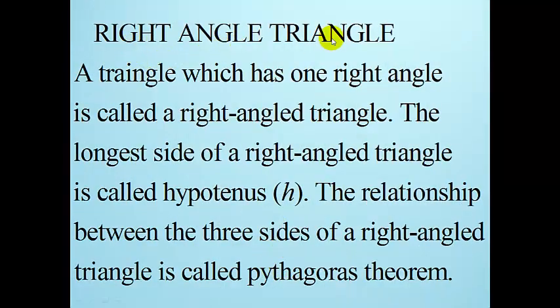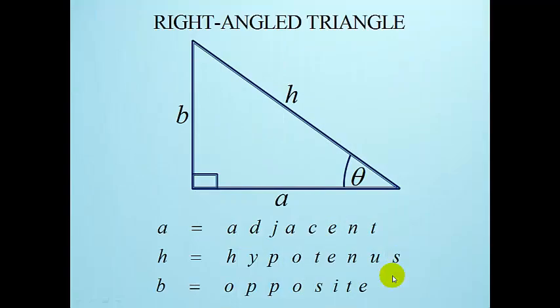Now right angle triangle. A triangle which has one right angle is called a right angle triangle. That is, it has one of the angles equal to 90 degrees. Now, the longer side of a right angle triangle is called the hypotenuse. The relationship between the 3 sides of a right angle triangle is called the Pythagoras theorem.